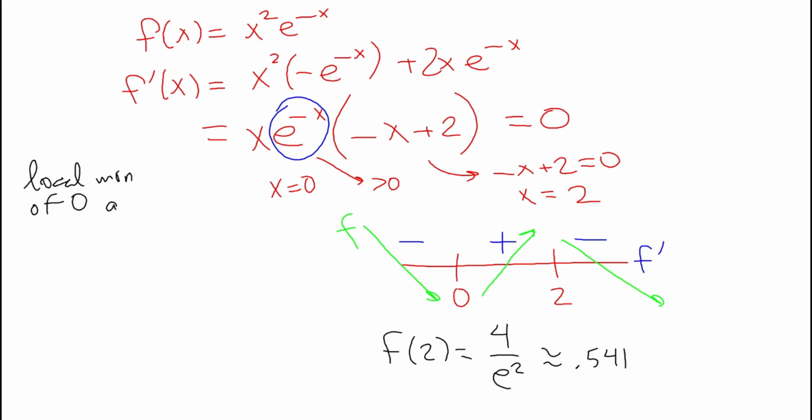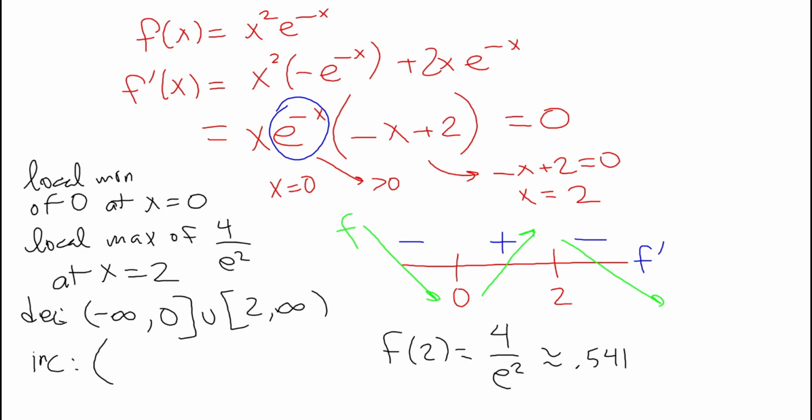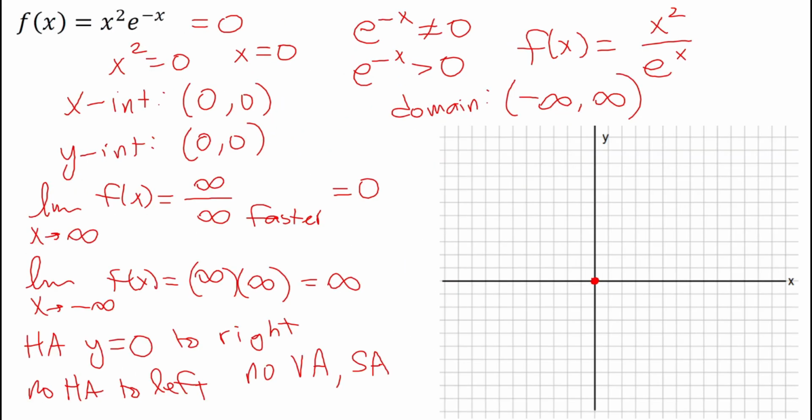So we'll state that we have a local min of 0 at x equals 0, and we have a local max of 4 over e squared at x equals 2. And we are decreasing from negative infinity to 0 and from 2 to infinity, and we are increasing from 0 to 2. And so we'll put the point (2, 0.541) onto our graph.